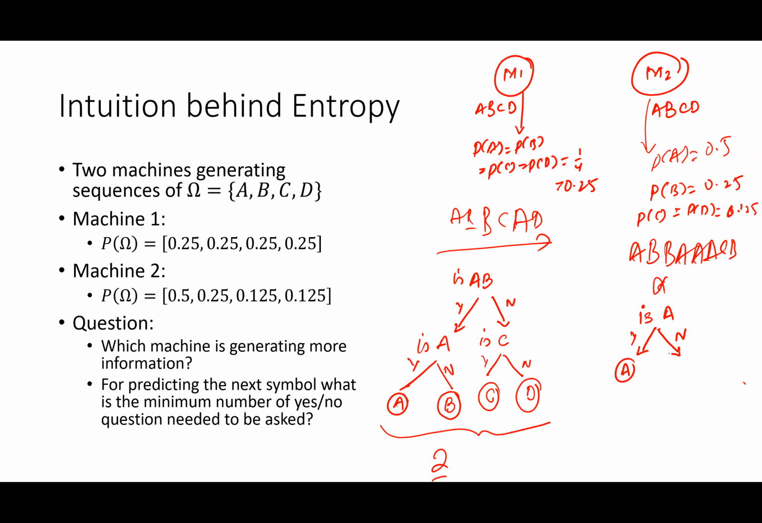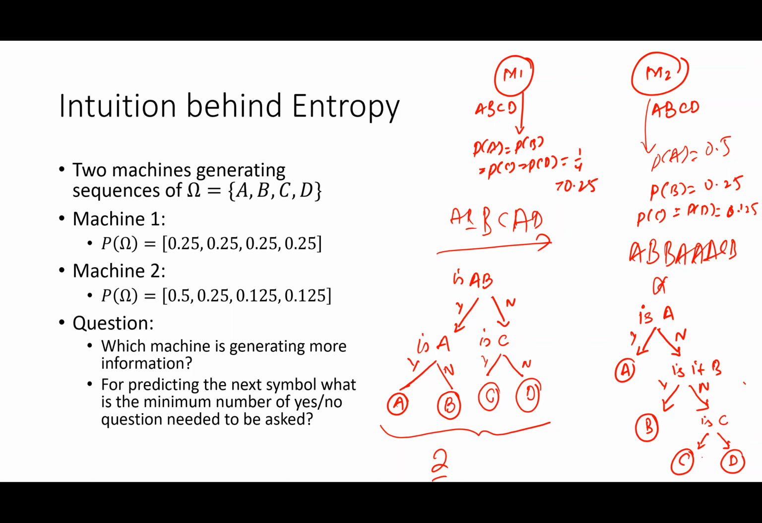B is more likely to be generated. So we ask the next question, is it B? Now, if again the answer is yes, we are done, B is generated. Otherwise, if it is no, then it is either C or D, and we can ask either of the questions. So we say, is it C? If yes, then C is generated. Otherwise, D is generated. Fine.